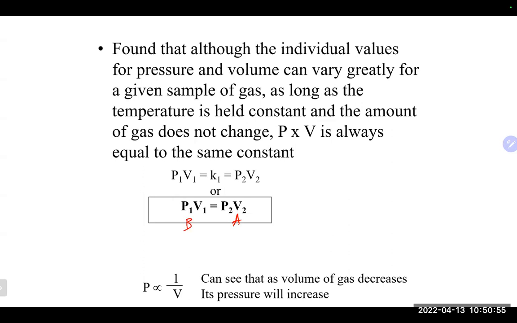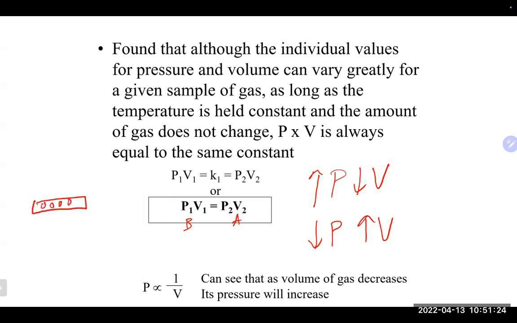There is an important relationship between pressure and volume, and it is this: as the pressure goes up, the volume goes down, is basically what they saw, and vice versa. As the pressure goes down, the volume will go up. So that is basically the Boyle's Law relationship there. That's the inverse relationship.